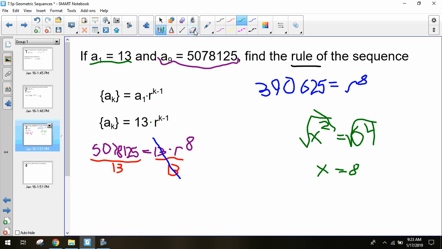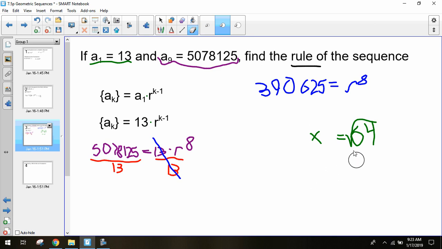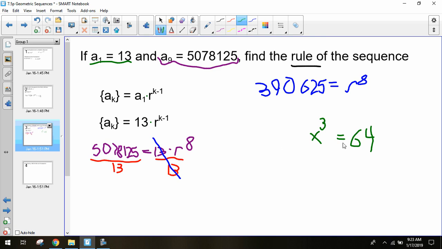Now we're going to take the same idea, except we're going to change it. Rather than having x squared, what if we had x to the 4th? How would we get rid of that? Or sorry, let's not do 4th yet. Let's do 3. So if you were to get rid of x to the 3rd, it's the same idea.